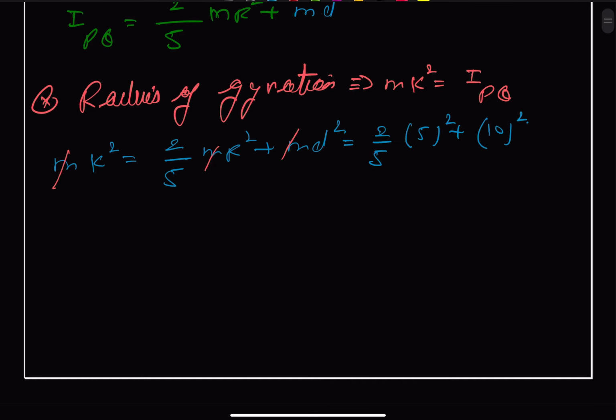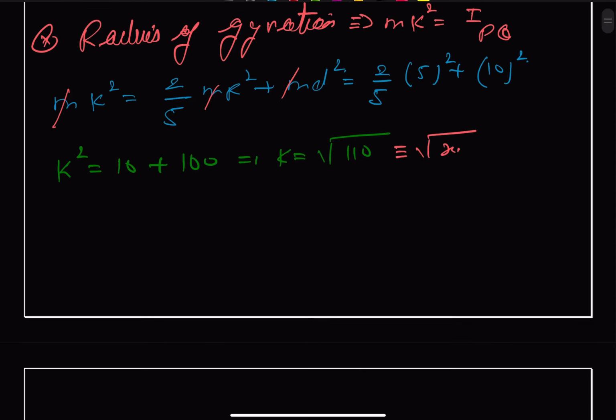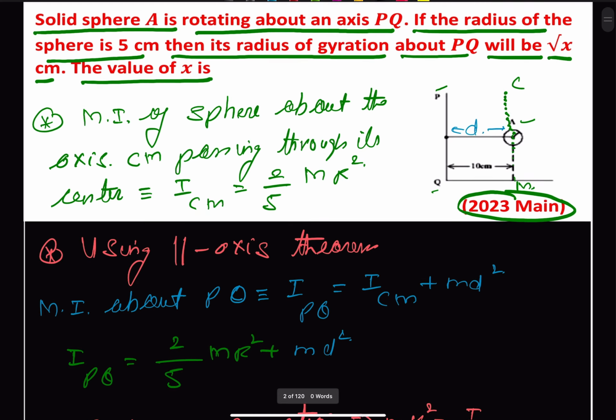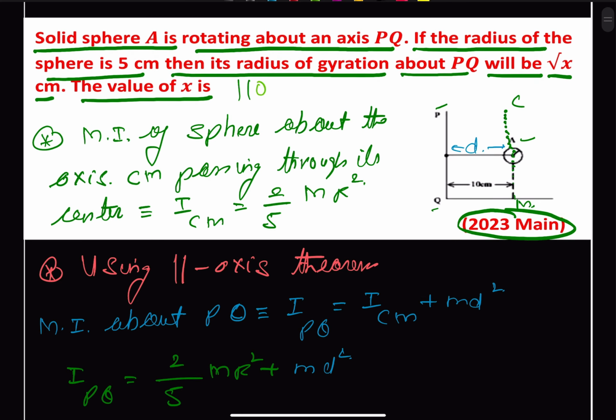and we get K square will be equal to 10 plus 100. Therefore, K is equal to square root of 110, and the radius of gyration is given as square root of x. So therefore, the value of x is equal to 110. Next question.